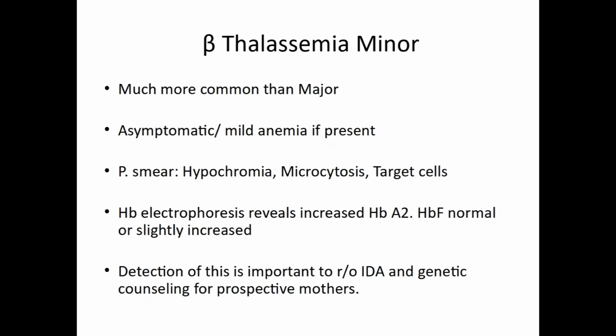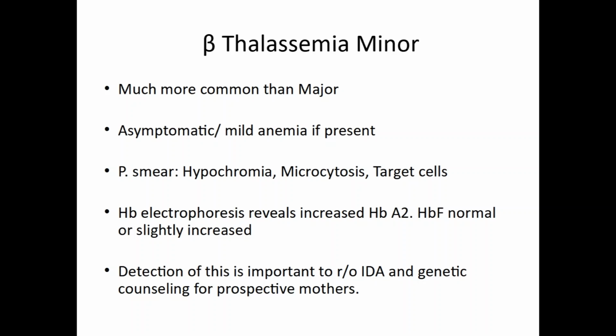Let's talk about beta thalassemia minor. This is much more common than beta thalassemia major, and most of the time the patients are either asymptomatic or may have mild anemia. Peripheral smear will show a mild microcytic hypochromic anemia, and an important point to be noted here is that the most common type of shape variation of RBC here will be target cells. Too many target cells will be there.